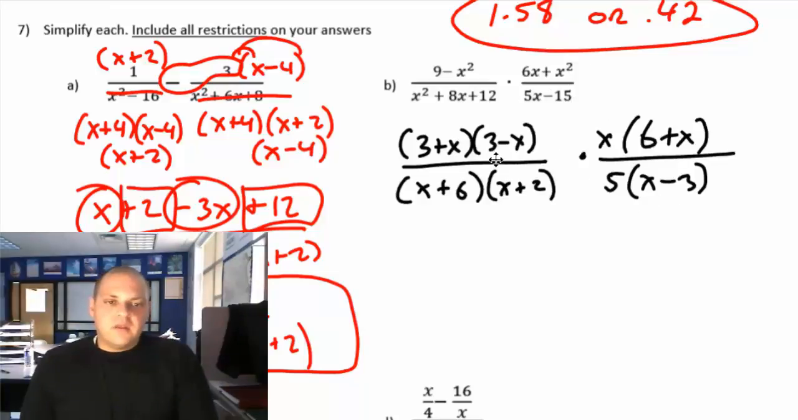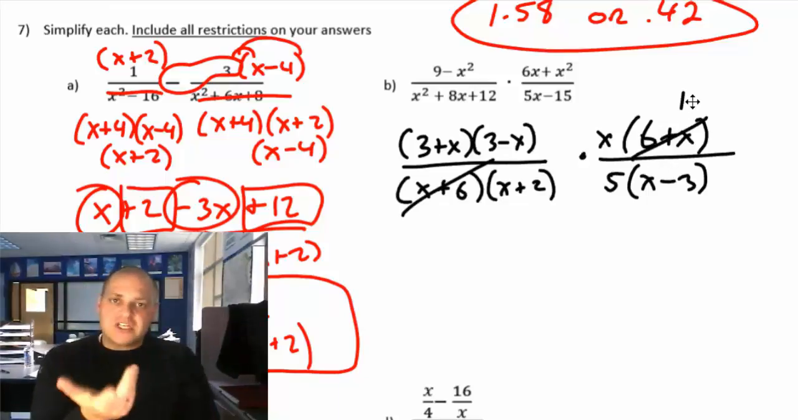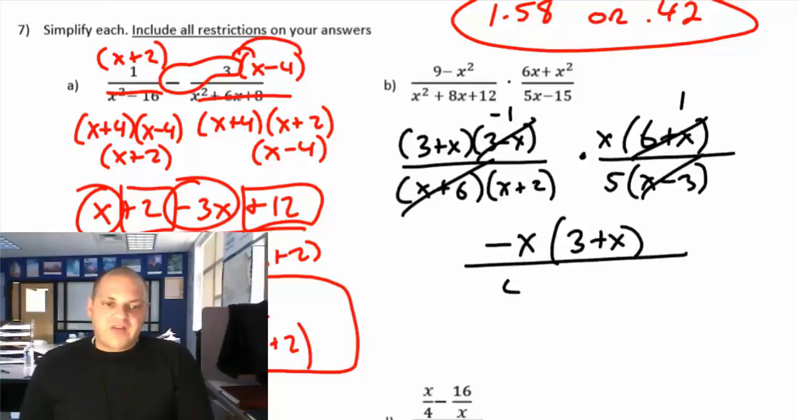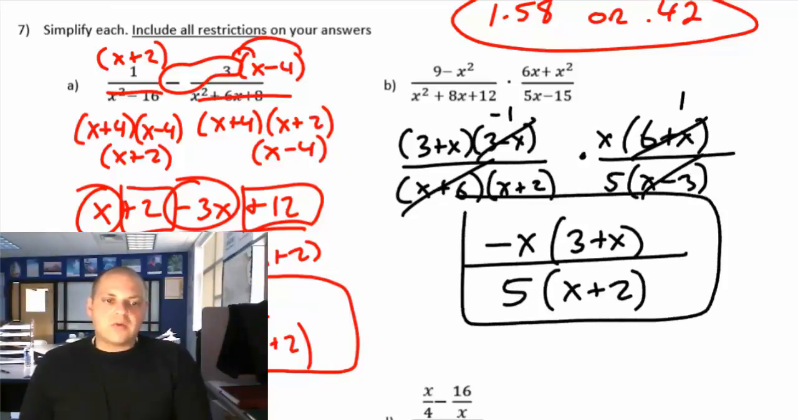All right. 6 plus x and x plus 6, that's just 1, because you're allowed to switch the order of addition when you have addition, commutative property, not subtraction. So x minus 3, 3 minus x, that's negative 1. And that looks like all we can do here. So we have a negative x, final answer, negative x, 3 plus x, over 5x minus 3, x plus 2. That's all we can do. Can't reduce more than that.